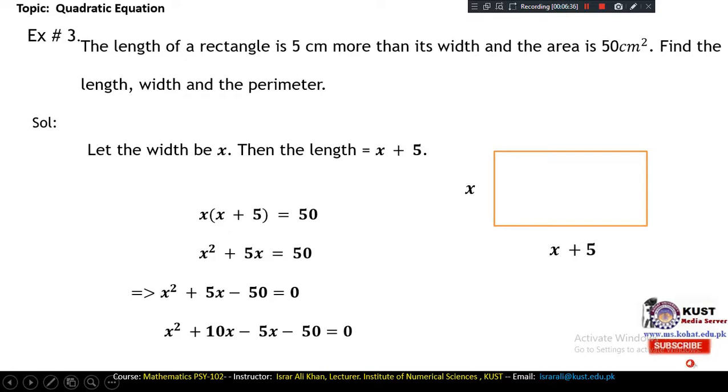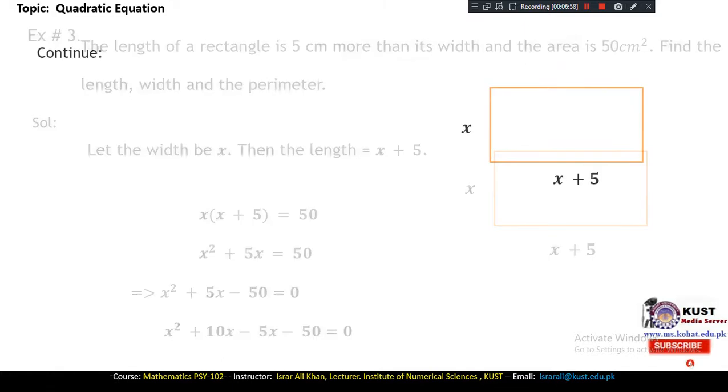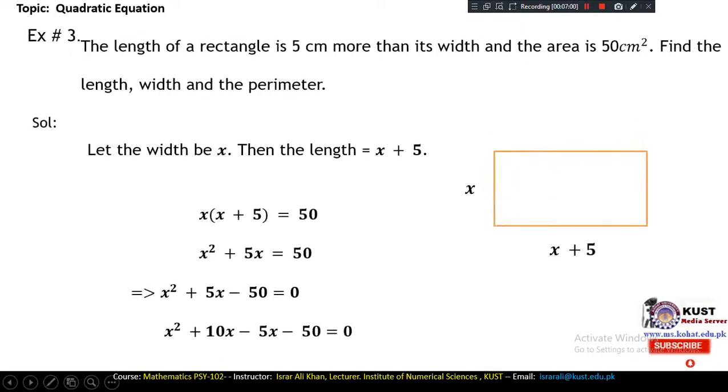Suppose x is the width, and we know that the length is 5 cm more than the width, so the length is x plus 5. Now this is the width and this is the length, and we know that the area of a rectangle is length multiplied by its width. So length is x plus 5 and width is x, and the area is already given, that is 50. So x into x plus 5 is equal to 50, and when we multiply this it becomes a quadratic equation: x square plus 5x minus 50 is equal to 0.